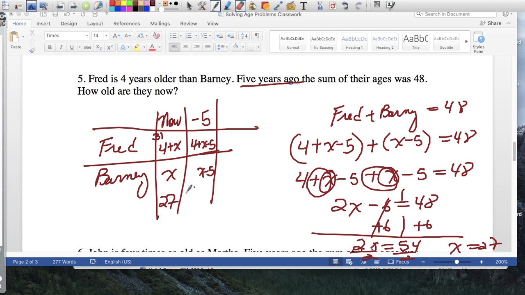Okay, and 5 years ago, Barney was obviously 22, and Fred was minus 5, 26. Right? So, again, if you look at these two, 5 years ago, Fred was 26, Barney was 22, and 26 plus 22 indeed gives us the sum of 48, which was what the statement said.